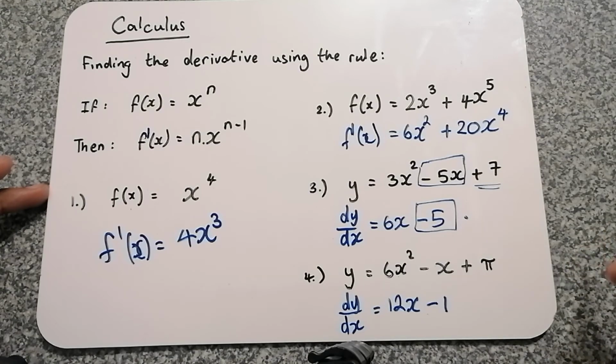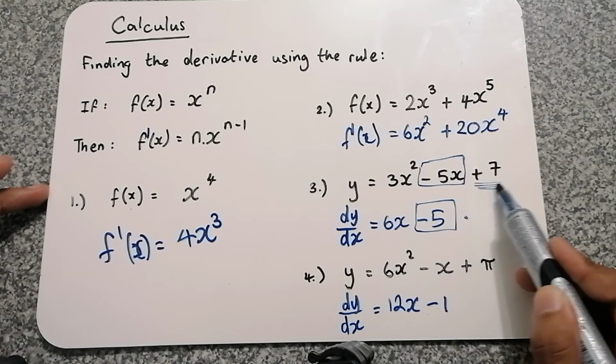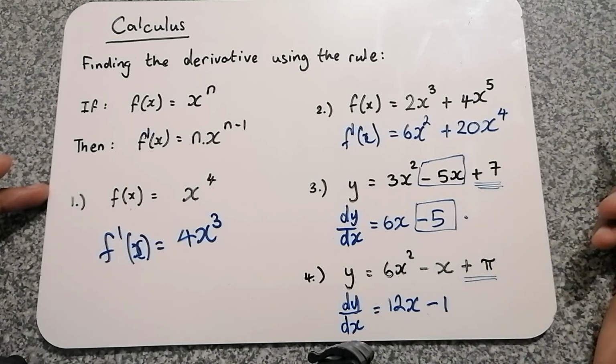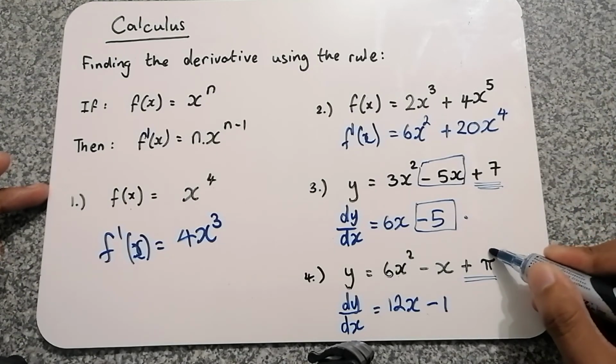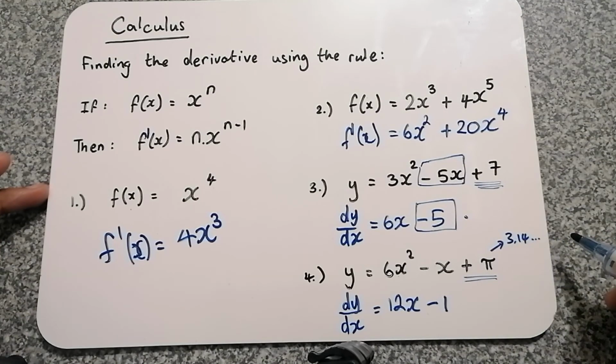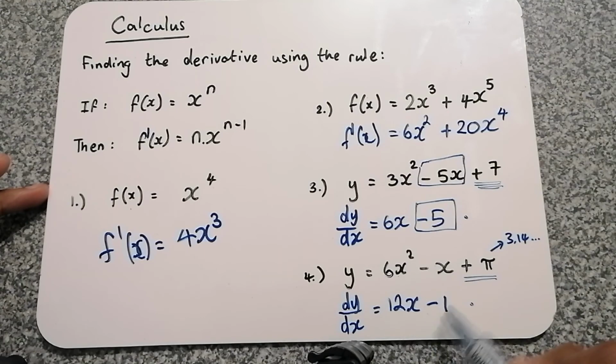Okay. Now, just like in the previous case where we had plus 7 as our constant, here we have pi, which is also just a number. In fact, the number for pi is 3.14 and a few other decimals. Well, a lot of other decimals. Anyways, since it's a constant, it becomes 0, and this is our final answer. And there you go. That's how to find the derivative using a rule.